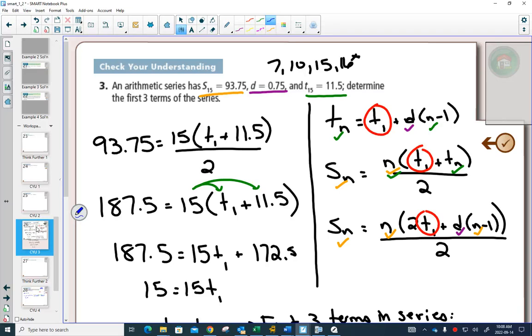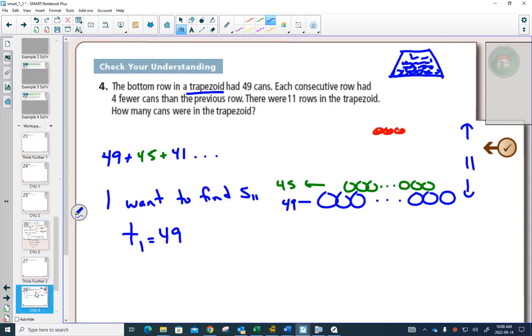So I move down to this formula. Do I know N? Yes. Do I know term 1? Yes. Do I know D? So just have a quick look. Do I know what D is? Yes. What's happening? We're going down by 4 each time. So your D value is minus 4. I have everything I need for that last formula, so then I'm going to use that last formula.